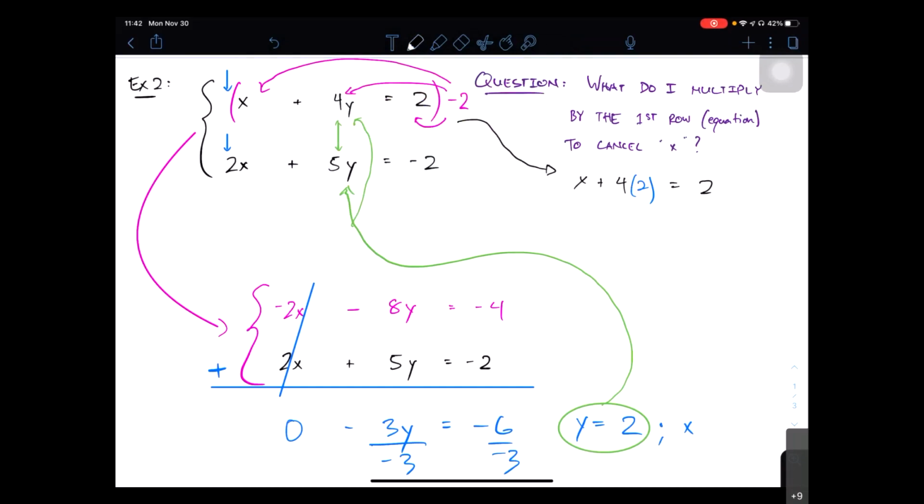Before you can move the 4 times 2 to the other side of the equal sign, it has to multiply to equal 8. So you subtract 8 on both sides. x should be equal to -6. So in this case, x is equal to -6, or you have the point -6, 2.